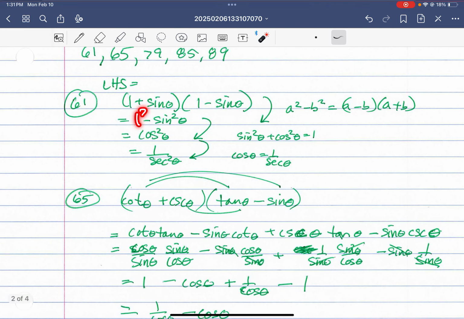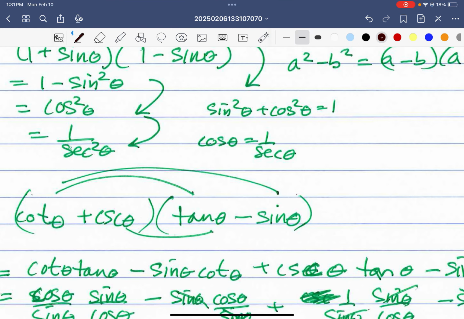So when I do, I get 1 squared minus sine squared, but 1 squared is just 1. And since I know that sine squared plus cosine squared equals 1, I can subtract sine squared from both sides, and I get that cosine squared is just 1 minus sine squared. So I make that replacement, but if cosine is 1 over secant, cosine squared is 1 over secant squared, and I'm done.